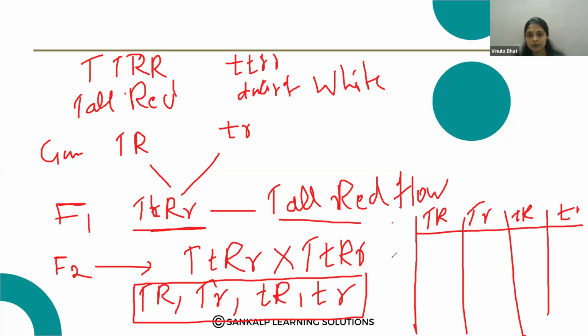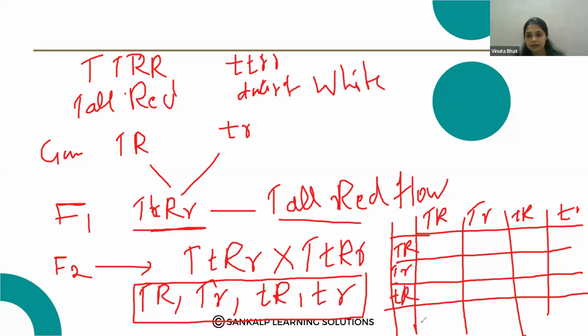Capital T, capital R, capital T, small r, small t, capital R, small t, small r. Okay. So here same capital T, capital R, capital T, small r, capital T, small t, capital R, small t, small r. So just you have to add this and write, you will get the F2 generation. Okay.